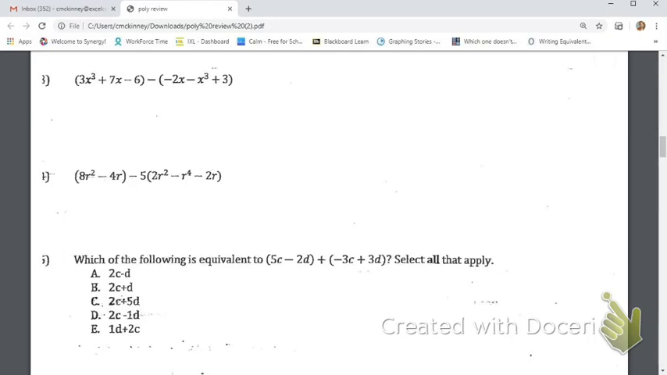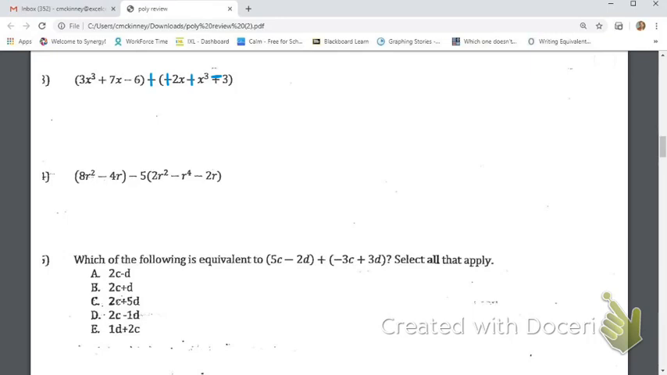So this is subtraction. So we're going to change the sign in the middle and then change all the signs that follow. So if it's negative, it becomes positive. If it's positive, it becomes negative. And then just combine like terms.